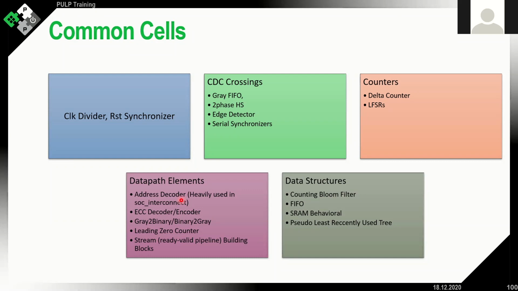So you have different output ports. The address decoder will just decode the address and generate a select signal for some demultiplexer, for example, or a multiplexer. Also error correcting decoders, encoders, leading zero counters, gray to binary, binary to gray converters, just some stuff that's useful for a lot of things. Then the common cells IP also contains some data structure IPs like FIFOs, behavioral SRAMs, and counting Bloom filters, which are probably not as important for you, I guess.